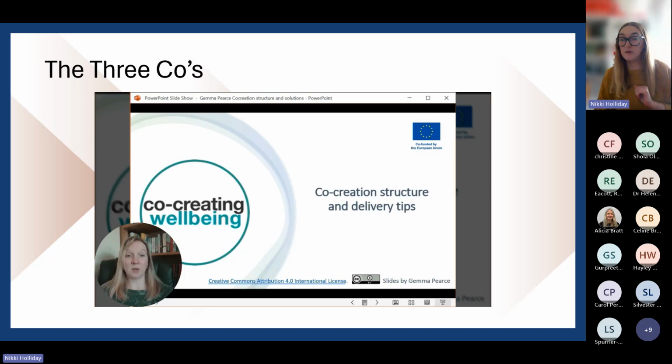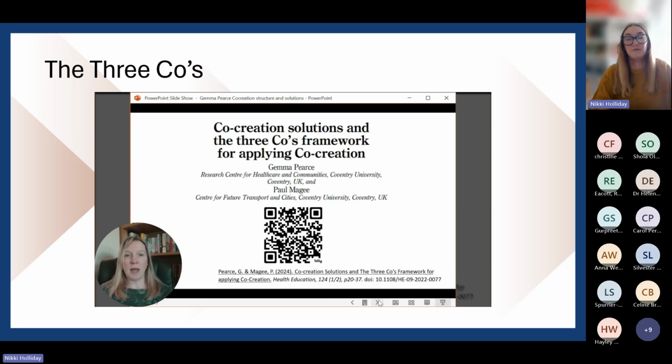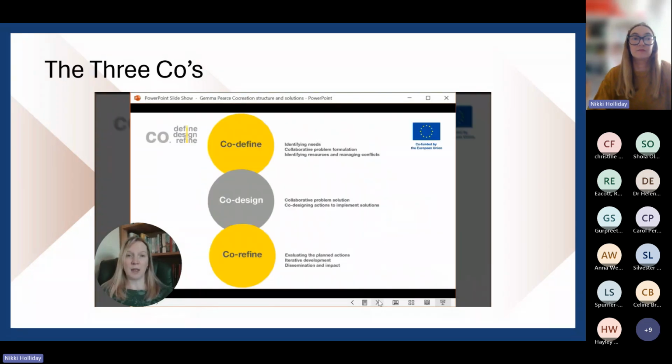Hi, I'm Dr. Gemma Pierce, and I'm going to be presenting to you about the 3 Co's framework paper that was published by myself and Paul McGee in 2024. And it also has some key solutions that were identified to challenges and top tips reflections. So the 3 Co's framework is the first bit of the paper. And you've got the 3 Co's, so co-define, co-design, and co-refine.